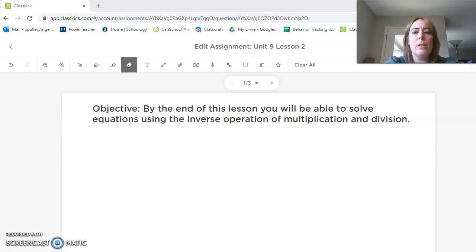Now, in the last lesson, we learned that an equation is anything that has that equal sign, where two expressions, one on each side, are equal to each other. And we learned that inverse is just a fancy math term for opposite. So the opposite of multiplication was division. The opposite of division is multiplication.